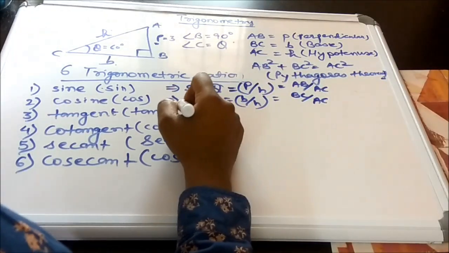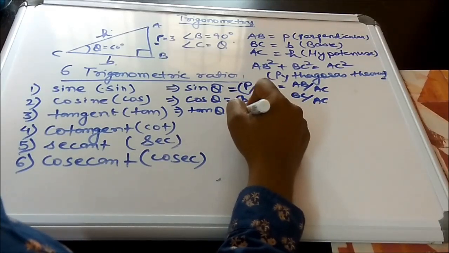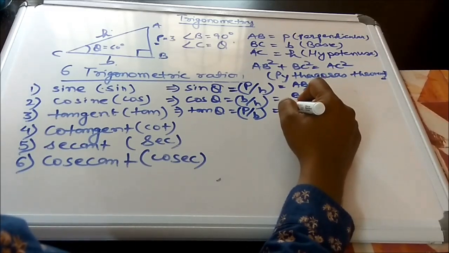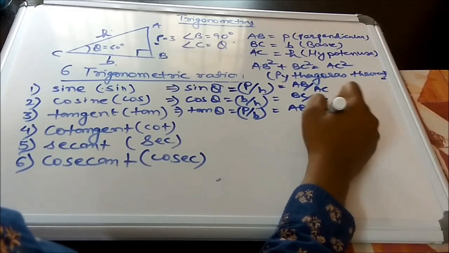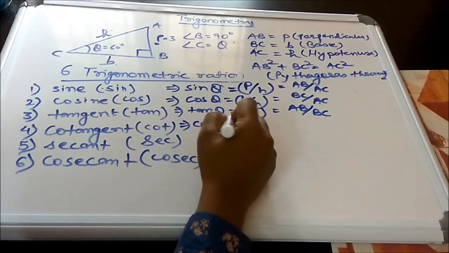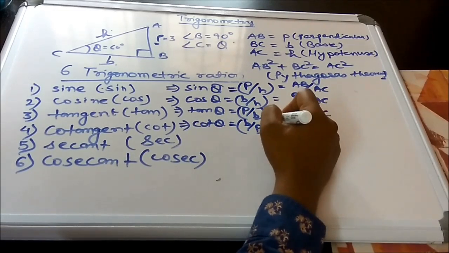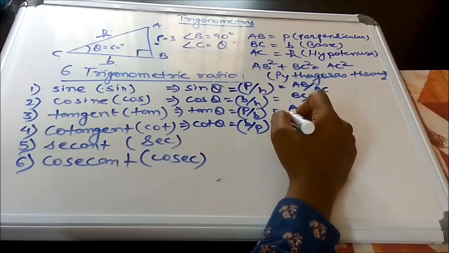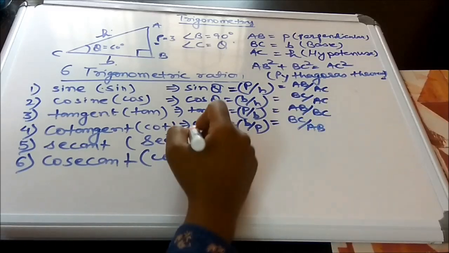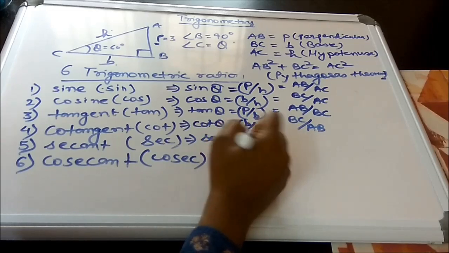Similarly, the value of tangent, tan theta, our third trigonometric ratio, is P by B, that is perpendicular by base. Perpendicular is AB, base is BC. Our fourth trigonometric ratio, cot theta. The value of cot theta is B by P, that is base by perpendicular. What is the base? BC. What is perpendicular? AB. Our fifth trigonometric ratio is sec theta.